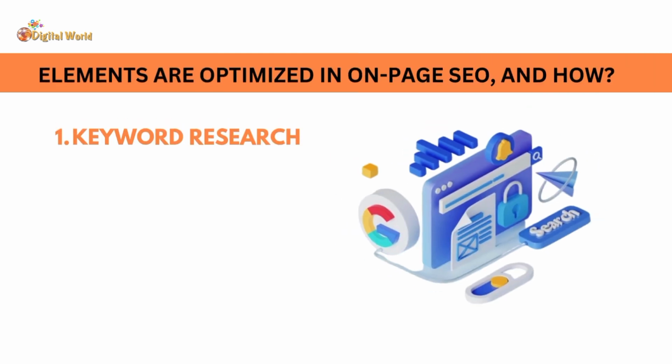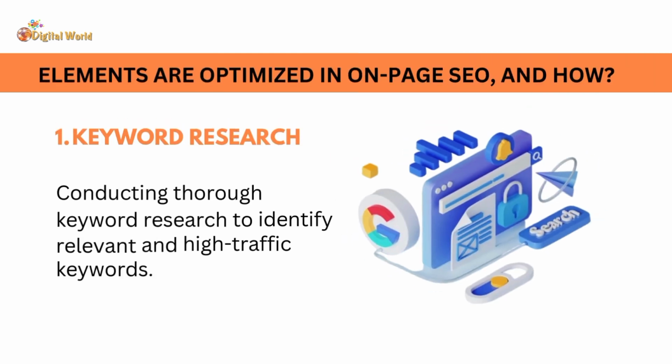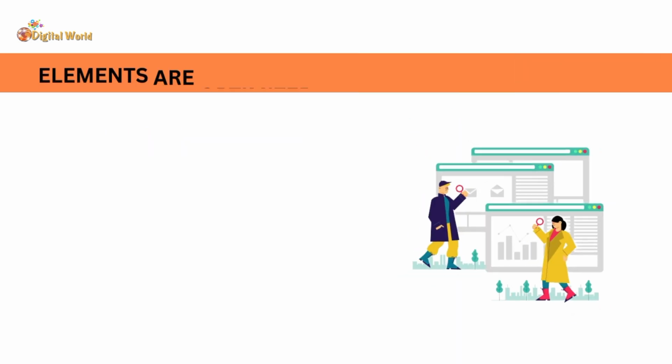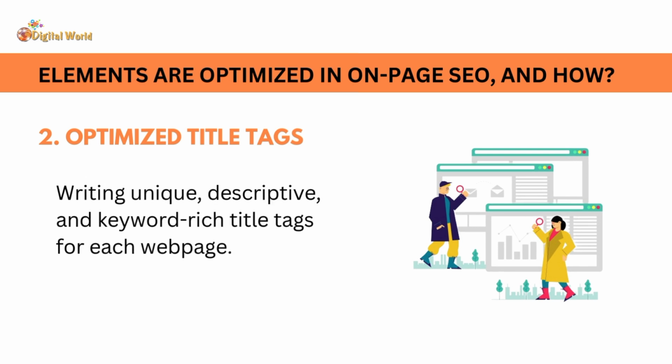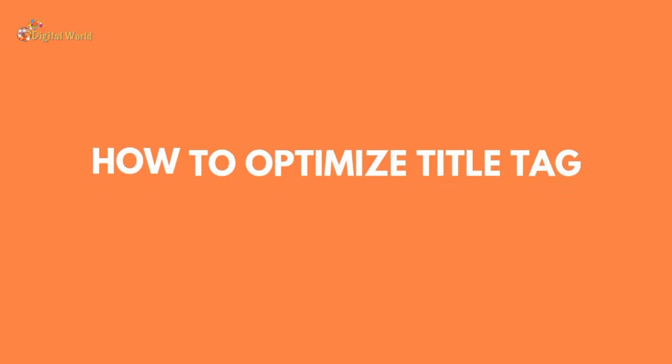Number 1. Keyword research. Conducting thorough keyword research to identify relevant and high-traffic keywords. Number 2. Optimized title tags. Writing unique, descriptive, and keyword-rich title tags for each web page. But, how to optimize title tag?